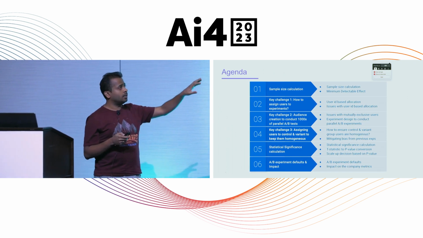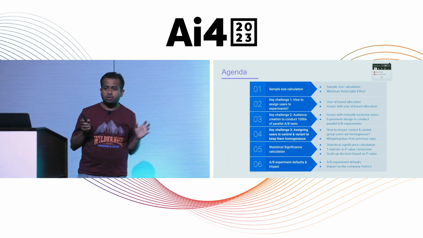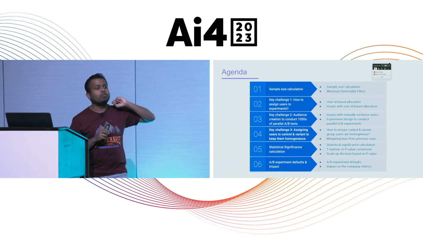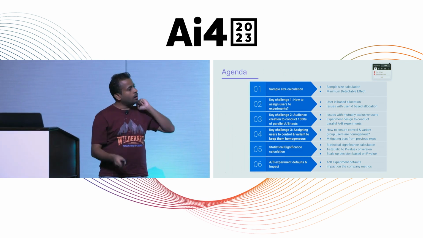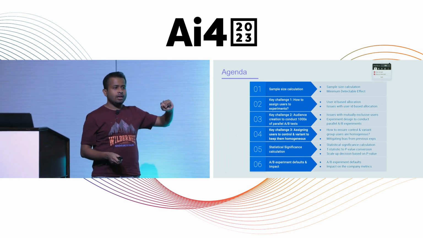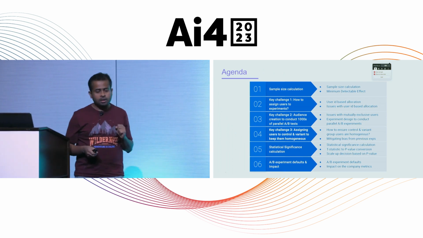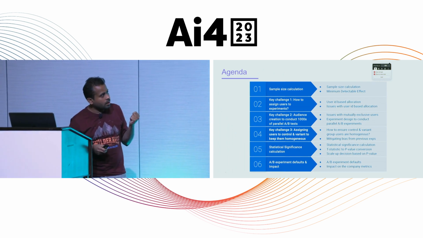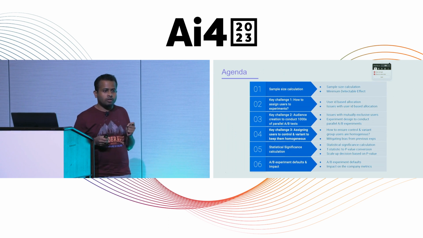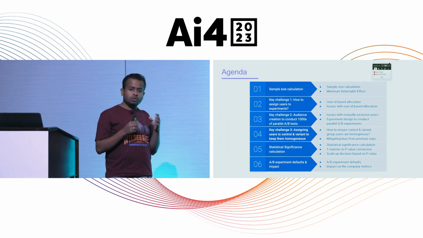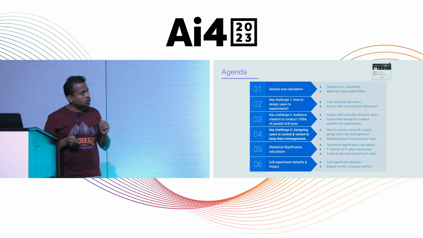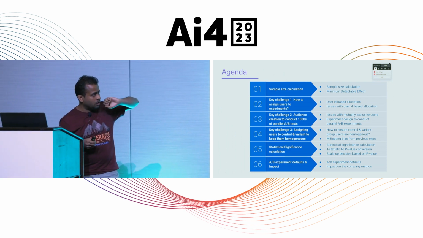So this is going to be the agenda. I'll try to answer all the basic questions around A/B testing. I'll start with sample size calculation: how many users do you need in an A/B test? Then I'll talk about the three key challenges that we faced. First, how to assign users to experiments. Second, how do we create audiences so that we can conduct a lot of experiments. And third, how to assign users to treatment groups so that they are homogeneous in nature. These are the three key challenges that I'll try to explain.